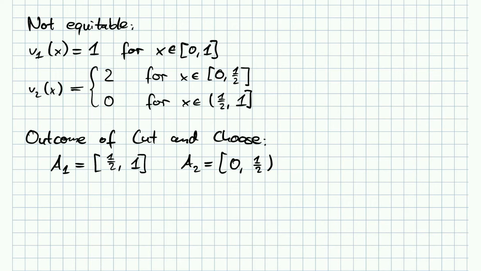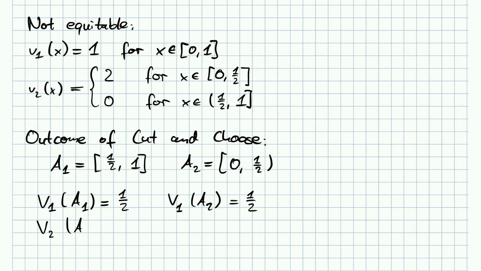And what are the different values? The different values are a half for the first agent for both of these, like we always have. This is generally a property, but the second agent now has a value of 1 for what they are getting, and a value of 0 for what the other agent is getting.